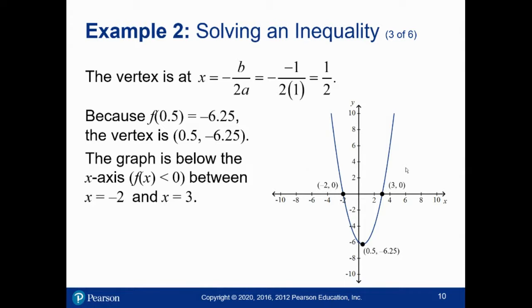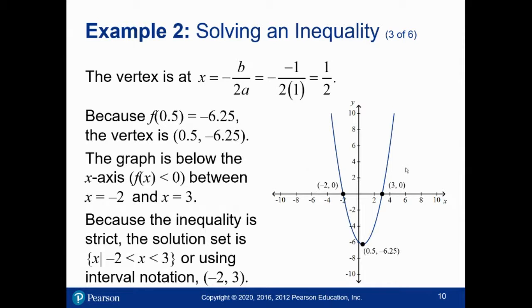Where is the graph negative? Between the intercepts of negative 2 and 3. And this inequality was strict, so we're not going to include the intercepts themselves.